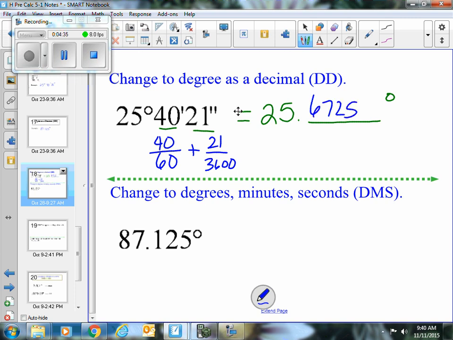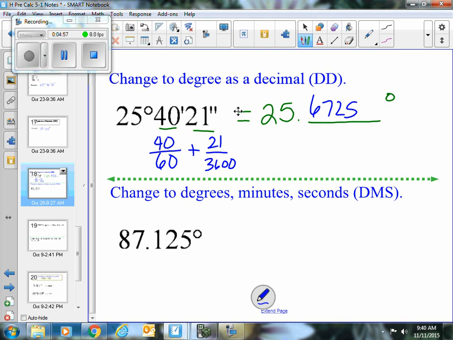It'd be 6725. So it's about 2/3 when you look at the decimal equivalent, and that makes sense because 40 minutes is about 2/3. We have a little bit over because it's 21 seconds. So if you think about what you're doing, you're just checking what's reasonable. Always double check that. 40 minutes. Think about the clock. Think about time. It's easier that way, but degrees work the same. So it'd be 25.6725 degrees. Degree as a decimal.